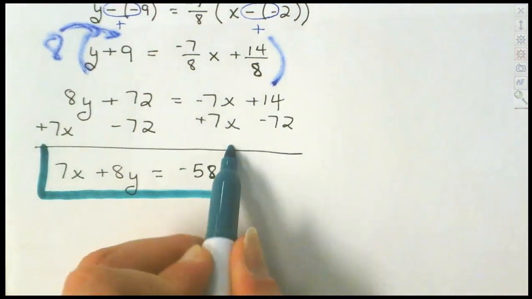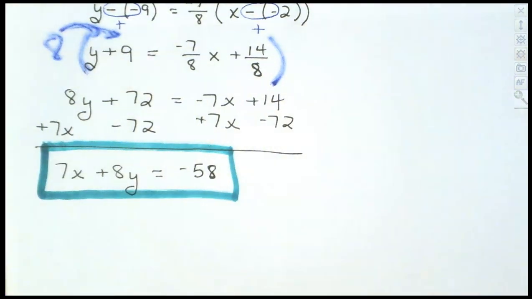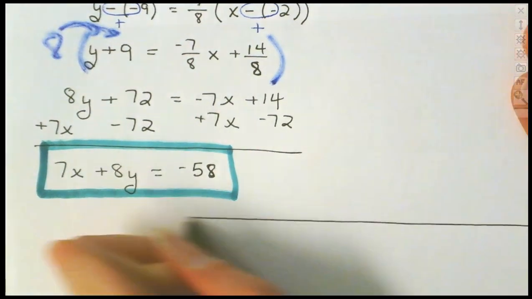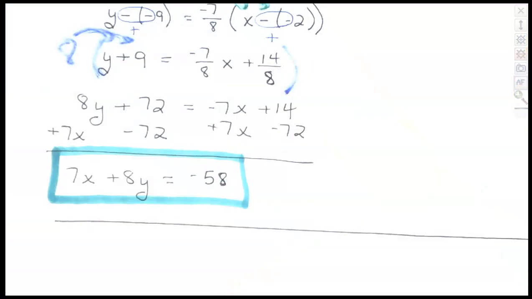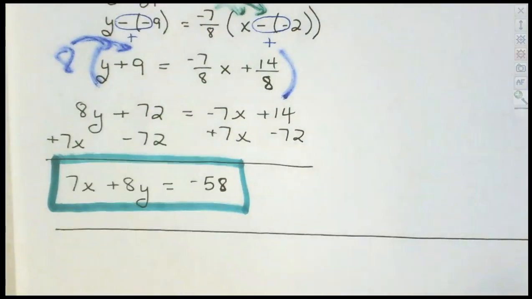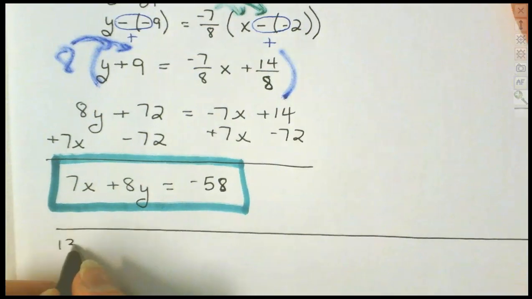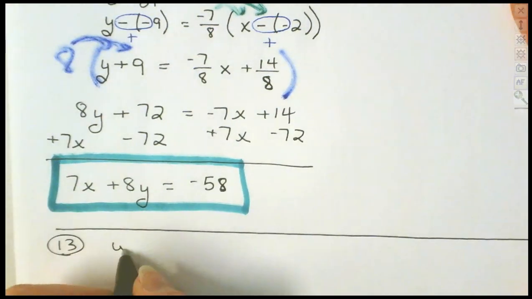The next one that we asked about was question 13, and this is the last one before we take a break. Question 13 is very, very similar. It's actually a little bit easier because of the zeros. It's the same type of problem. We do want it in standard form as well.